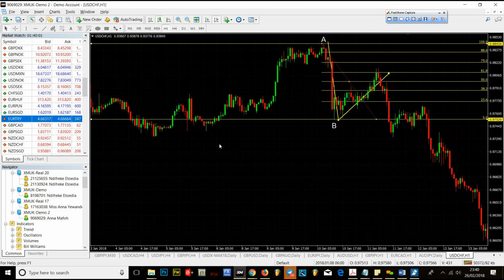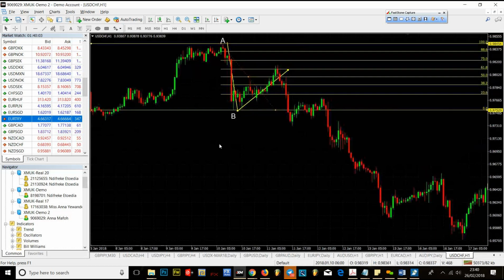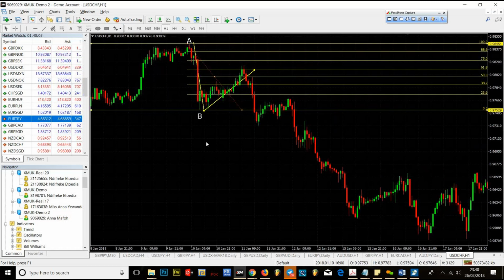Now, by 161, what do we mean? Now, that's where your Fibonacci expansion comes in. Fibonacci expansion is just the opposite of your Fibonacci retracement. Your Fibonacci retracement shows you your pullback, where the market is going to pull back from. Your extension or expansion shows you where it's going to eventually get to.